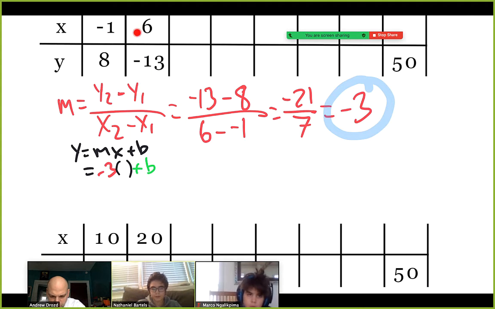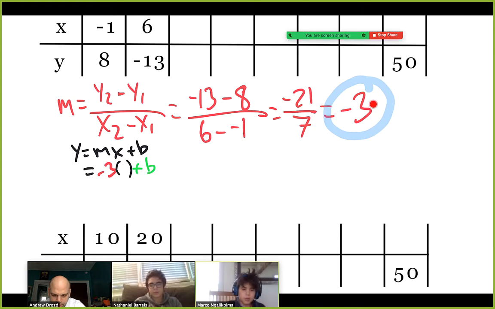Marco, you were working on this problem. Were you able to figure out that the slope is -3? Yeah, I was. Great. And then Marco, we need to plug in a coordinate. Which one do you want to plug in? -1 and 8 or 6 and -13? I chose -1 and 8.